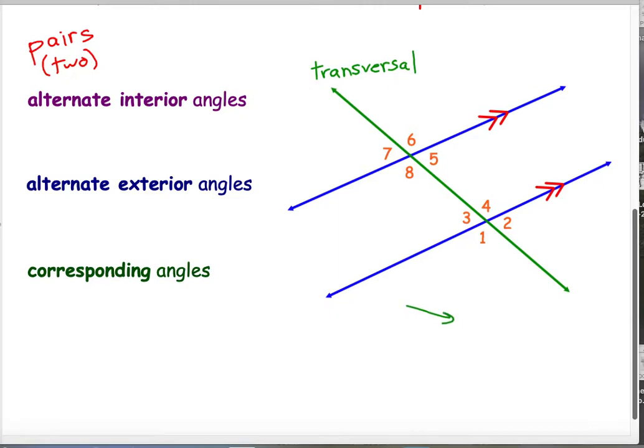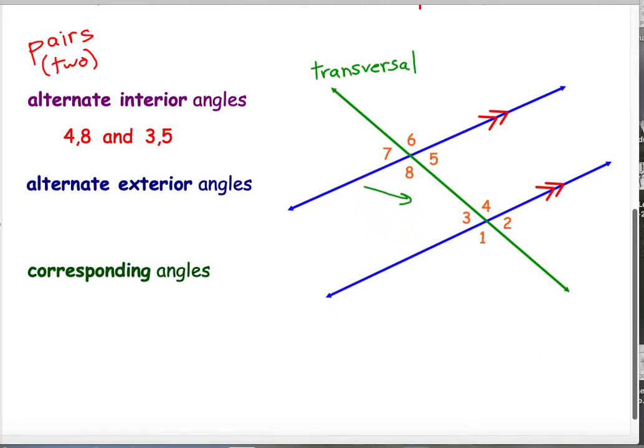So the first type is called alternate interior angles. Now, these words are important. So alternate means opposite. So that means that we're picking angles that are on opposite sides of this green line, this green transversal. Interior means that they have to be in between the two parallel lines. So we're looking for 2 angles, one from this group, one from this group, that are on opposite sides of the green transversal, and they're in between the blue lines.